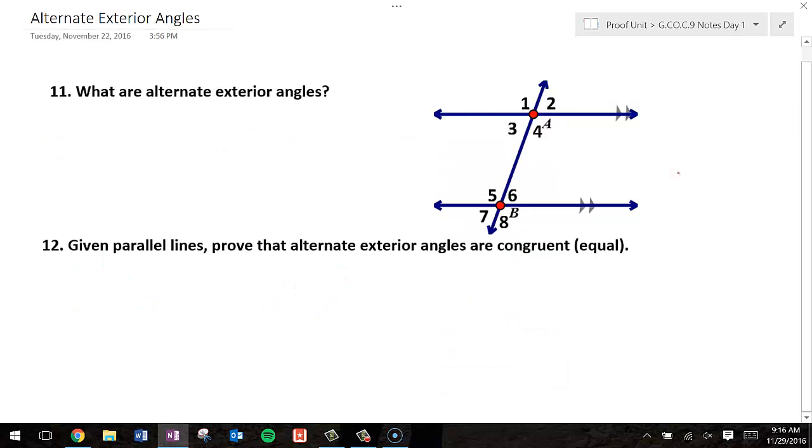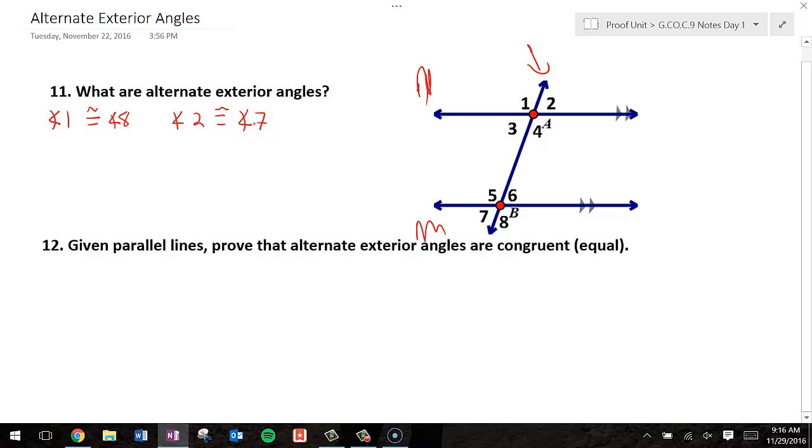Okay? Now, when we look at our third set, we have what are called alternate exterior angles. Alternate means they're still going to flip over our transversal, but exterior means they're going to be outside of our parallel lines. Okay? And we have 2 sets of these as well. We have angle 1 being congruent to angle 8, and we have angle 2 being congruent to angle 7.